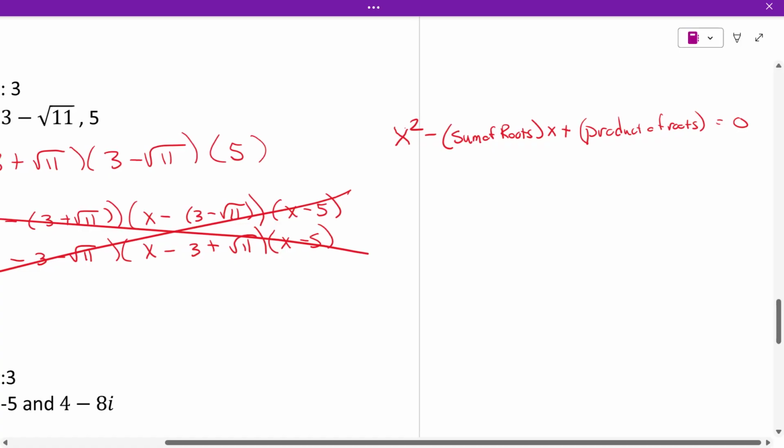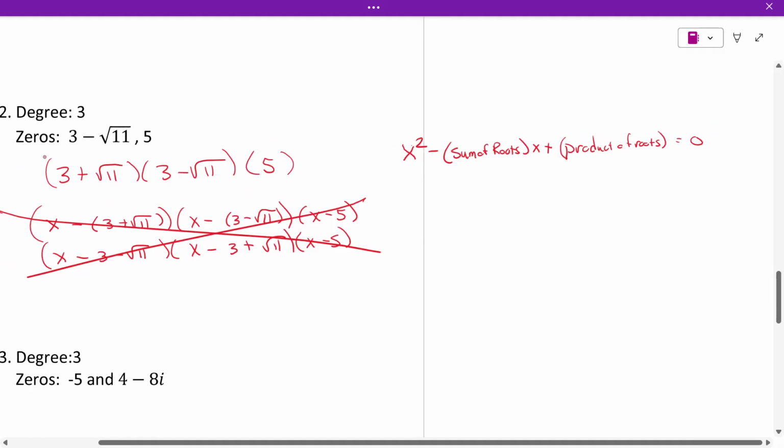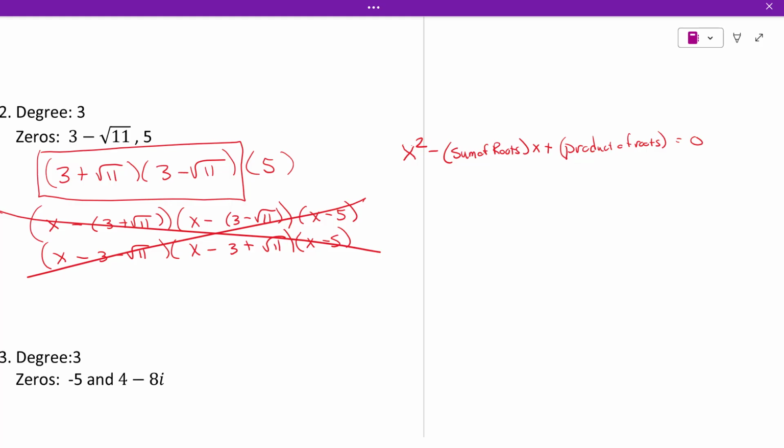So this is what you use when you're doing the part with any i's or any square roots for this one right here. Okay? So you take those two and you find their sum. What's the sum of 3 plus the square root of 11 plus 3 minus the square root of 11?